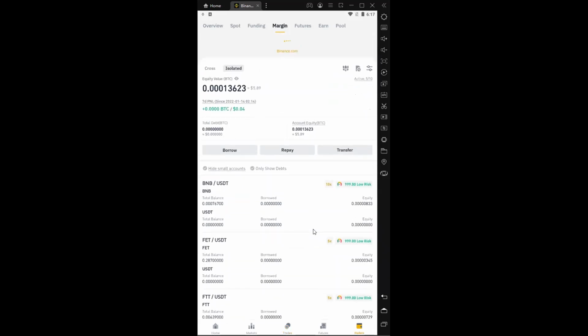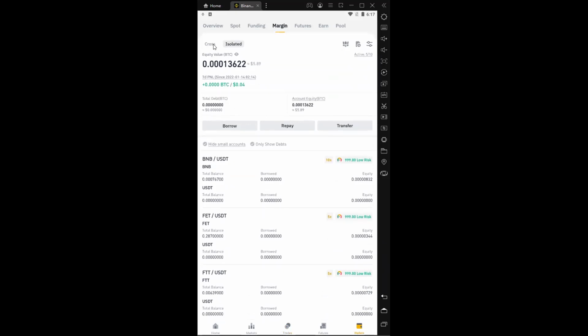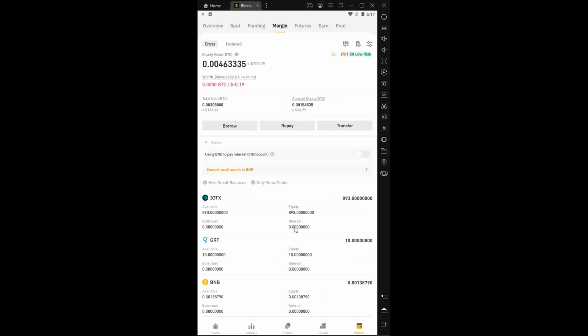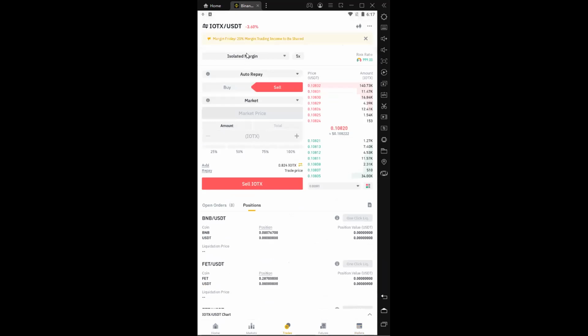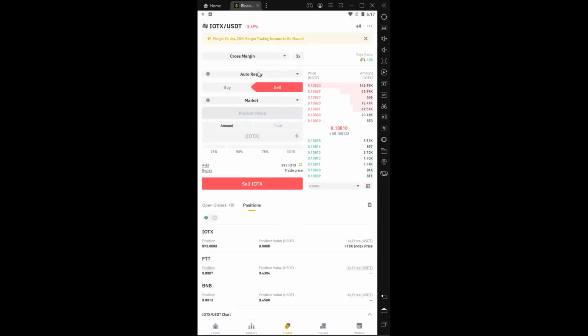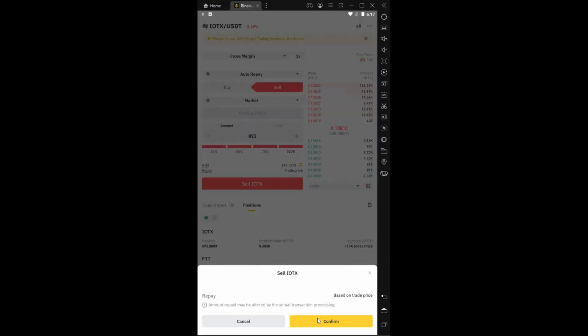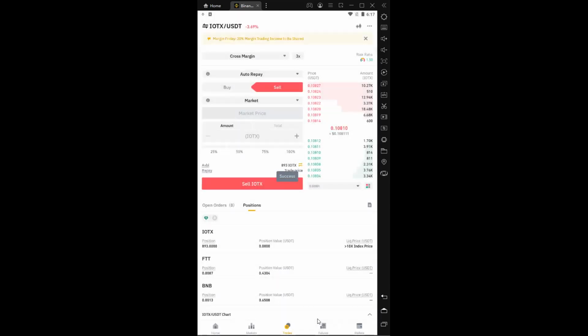My $5 is back. My actual price is back. So that's the isolate. So let me go to cross. For cross, let me sell off this. So I'll change this back from isolate to cross, and then click auto repay. So I click auto repay and press sell. Sold off.